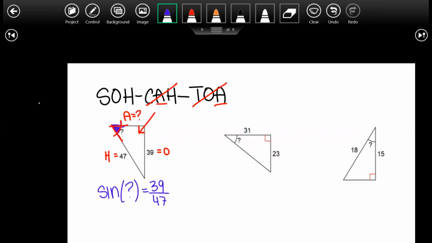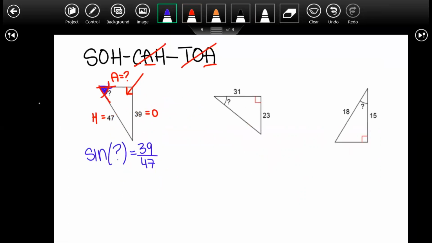Can we solve this out for anything? No. We've got to be able to use the inverse property. I'll just plug this in directly. Shift sine, which gives you your sine inverse, fraction 39 over 47 is equal to... Done. That is how you want to do them all for this case.